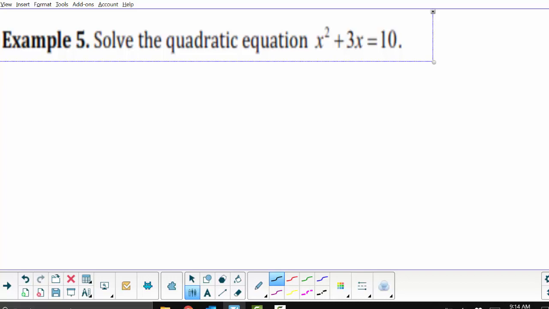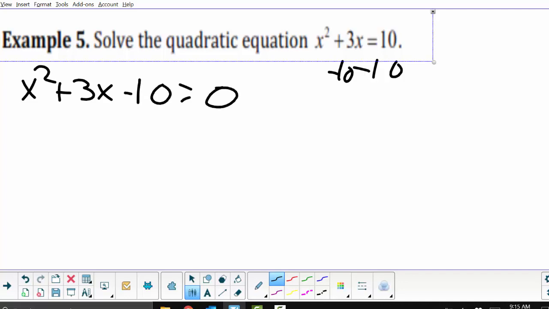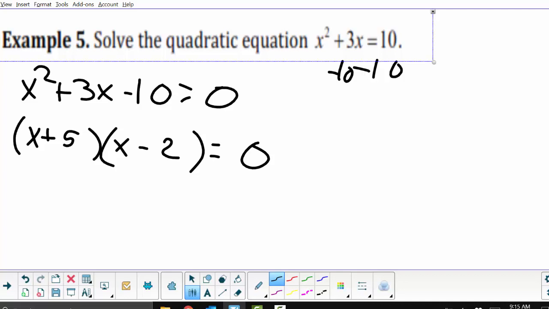All right, so sometimes everything won't be on one side. So you're going to have to make sure you know what you're doing here to make your life easier. If we're going to solve this, we could try factoring, or we could try the quadratic formula. But let's go ahead and get it equal to 0. I subtract 10 from both sides. I'm wondering if there are two numbers that multiply together to give me negative 10 but add up to be 3. And that would be positive 5 and negative 2, right?